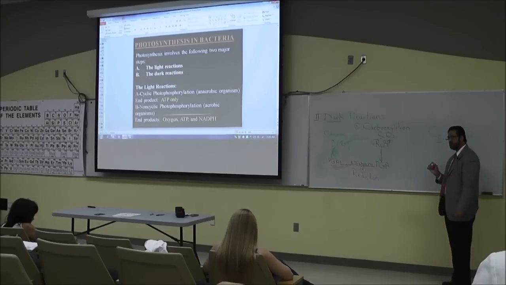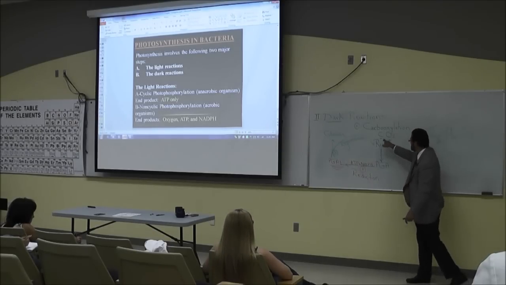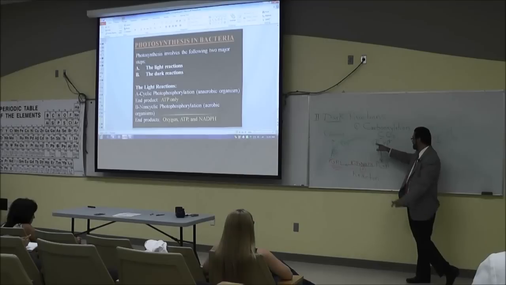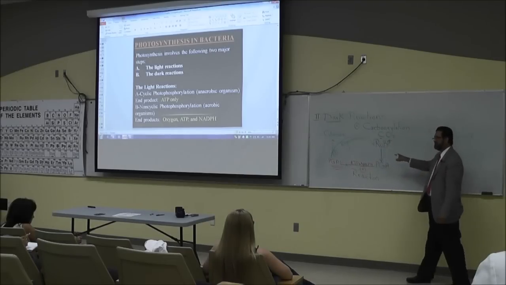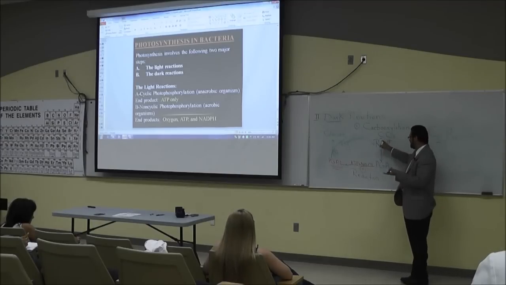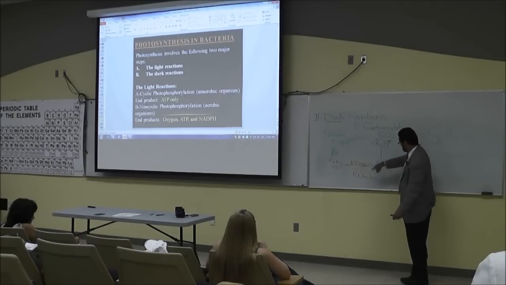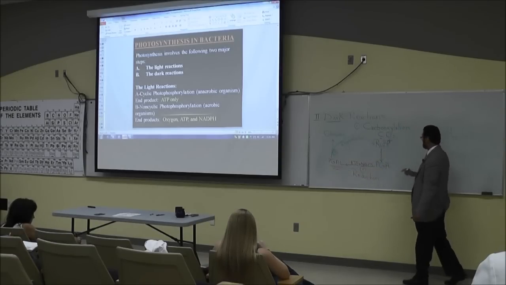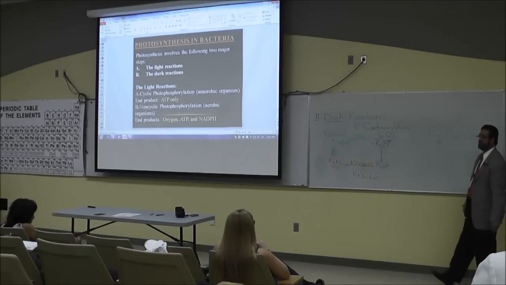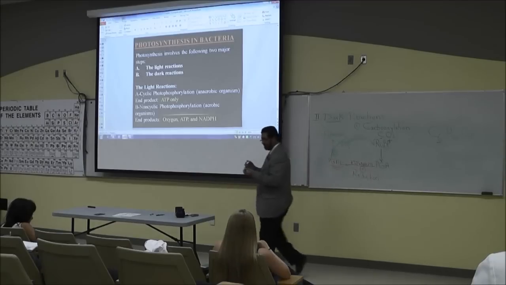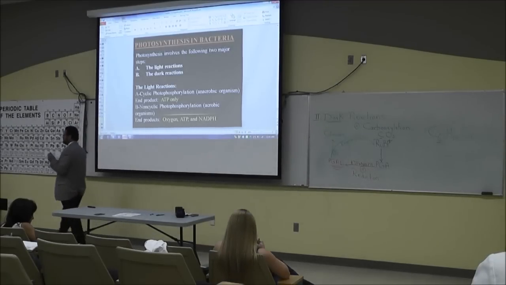How many times? Six times. Every time it goes through, it attaches one carbon from carbon dioxide. So in order to make one glucose, it must go through six times, because carbon dioxide is only one carbon. So in order to make one glucose molecule, this dark cycle must go through six times. 6CO2 yields C6H12O6, six times. One molecule of glucose, because it has six carbons.